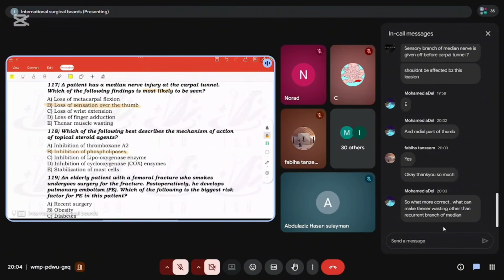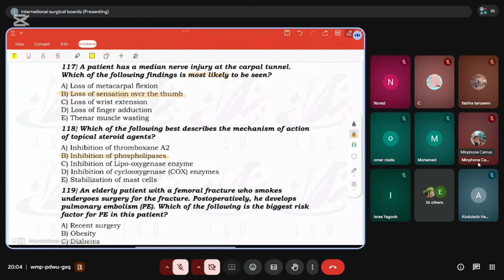So what's more correct? Can you make thenar wasting other than by the recurrent branch of the median nerve? Thenar wasting is not a common manifestation in carpal tunnel. It usually happens in advanced carpal tunnel syndrome in neglected cases. It's not something that you see every day in the clinic. It's a manifestation, but it's not the most likely that you see. In most of the patients that you see, it is sensory manifestations, not motor. Motor manifestations happen late in carpal tunnel.